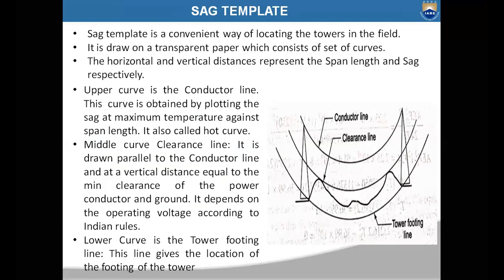The horizontal and vertical distances represent the span length and sag respectively. You know that, right? Horizontal distance between the two towers will be span length and vertical distance is sag. So generally this sag template is used for locating the towers, where you have to place the towers. Suppose you want to expand one of the transmission lines, let us say you have one transmission line and you want to expand it to some more distance.